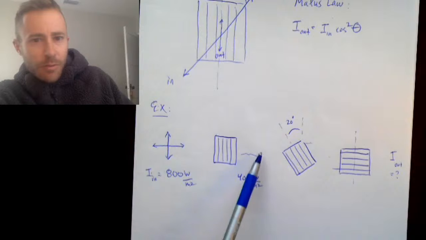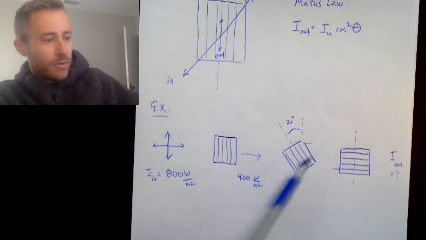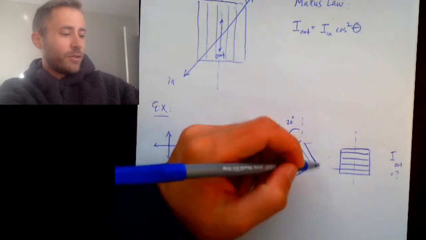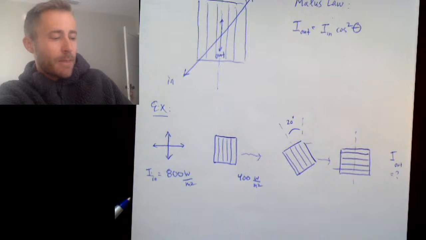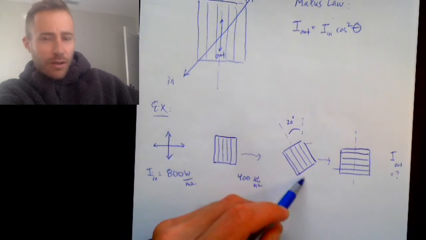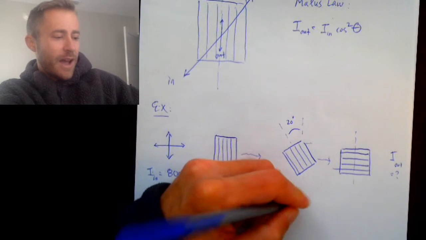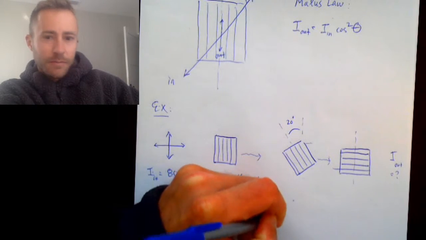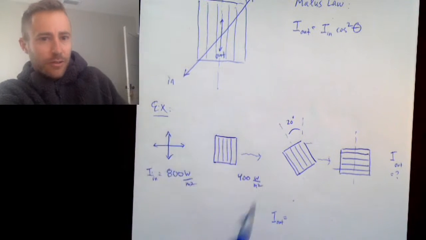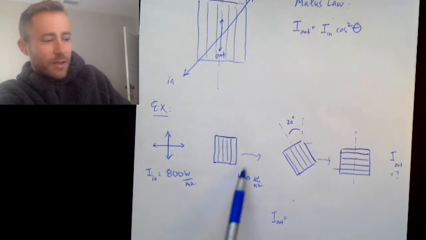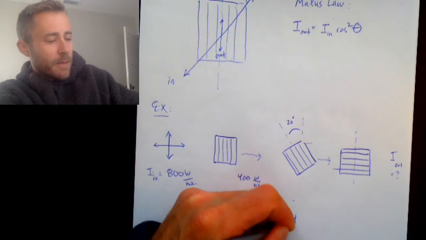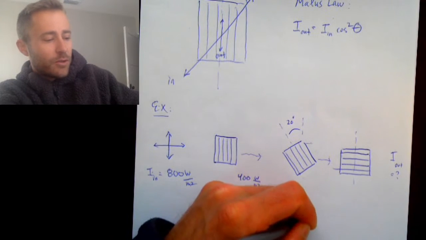Now that 400 watts per meter squared is going to get fed into this polarizing filter. So now I'm going to use Malus's Law. Malus's Law tells me that the outgoing intensity is going to be equal to the incoming intensity. The incoming is not 800 because it's already passed through this first filter. So we have 400 times cosine squared.